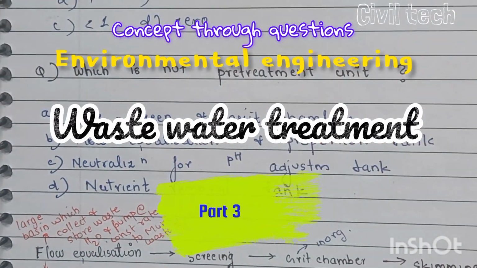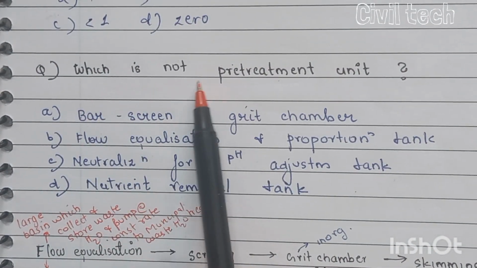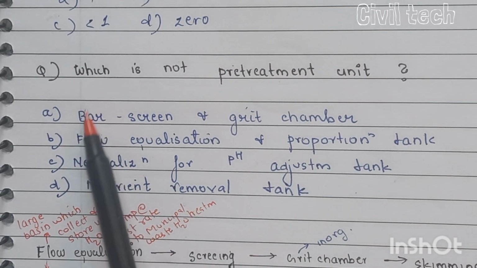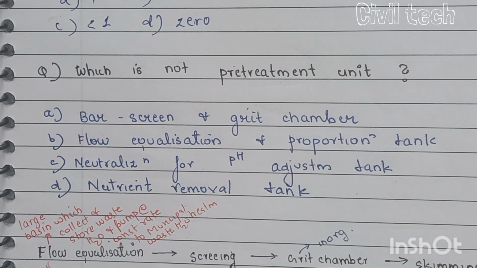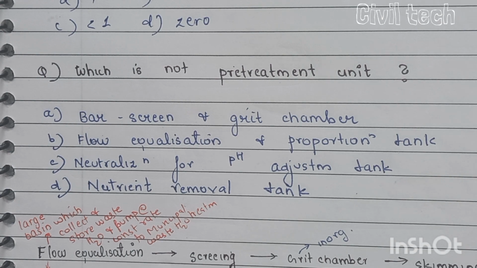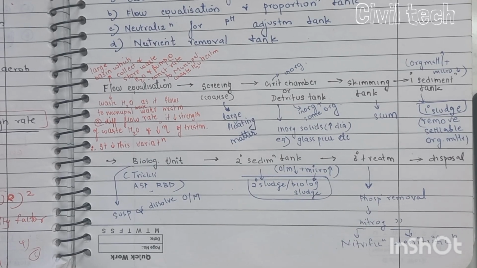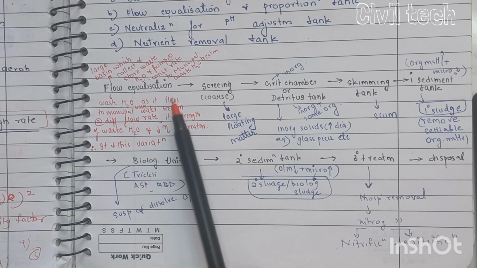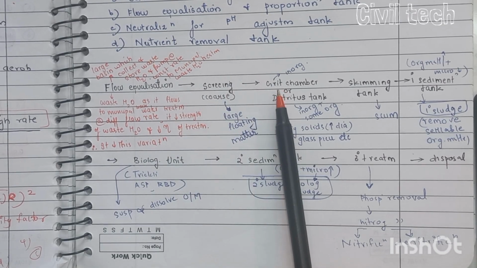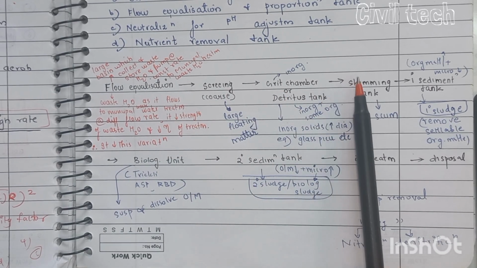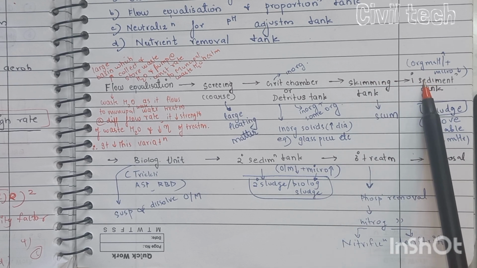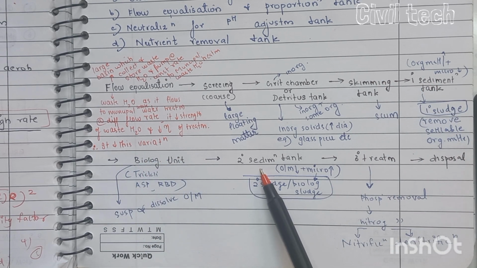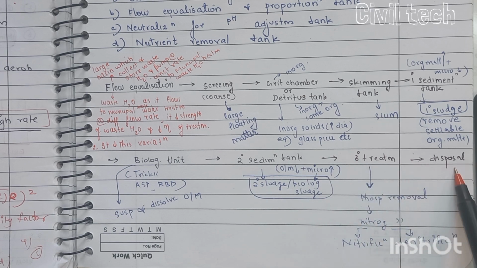So now we'll see the next question, which is not a pre-treatment unit. Okay, so here options are given. So first let's see the treatment process. So first, from flow equalization tank, it goes to the screen, then to grid chamber or detritus tank, then to skimming tank, then primary sedimentation tank, then biological unit, then secondary sedimentation tank, tertiary treatment, and over to the disposal.